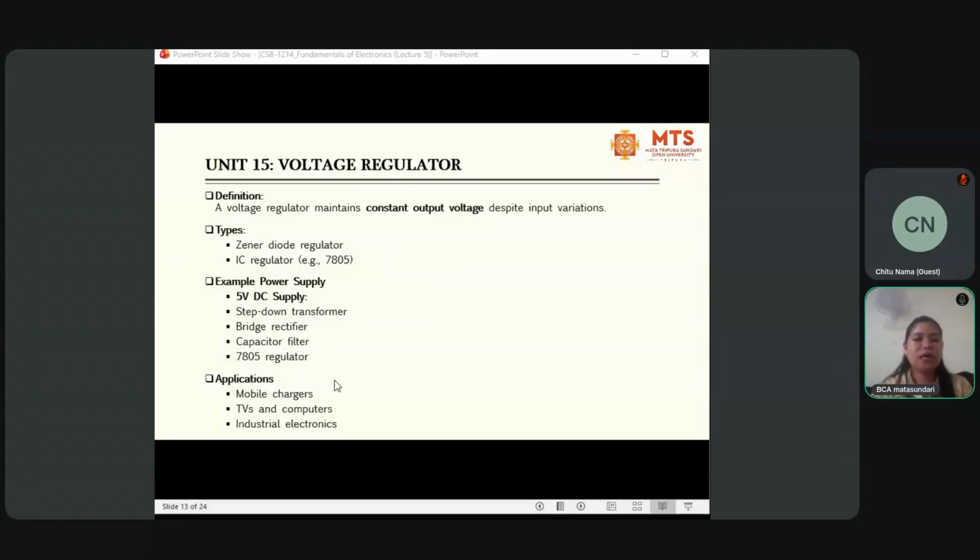Application: mobile charger. Definitely mobile charger based on voltage, like it will be 4V, 2V, like this. It used to be differentiated, na? Type C, fast charging, like that. So those kind of charger we are talking here about. TV and computer, like TV remote also we can say. Industrial electronics.